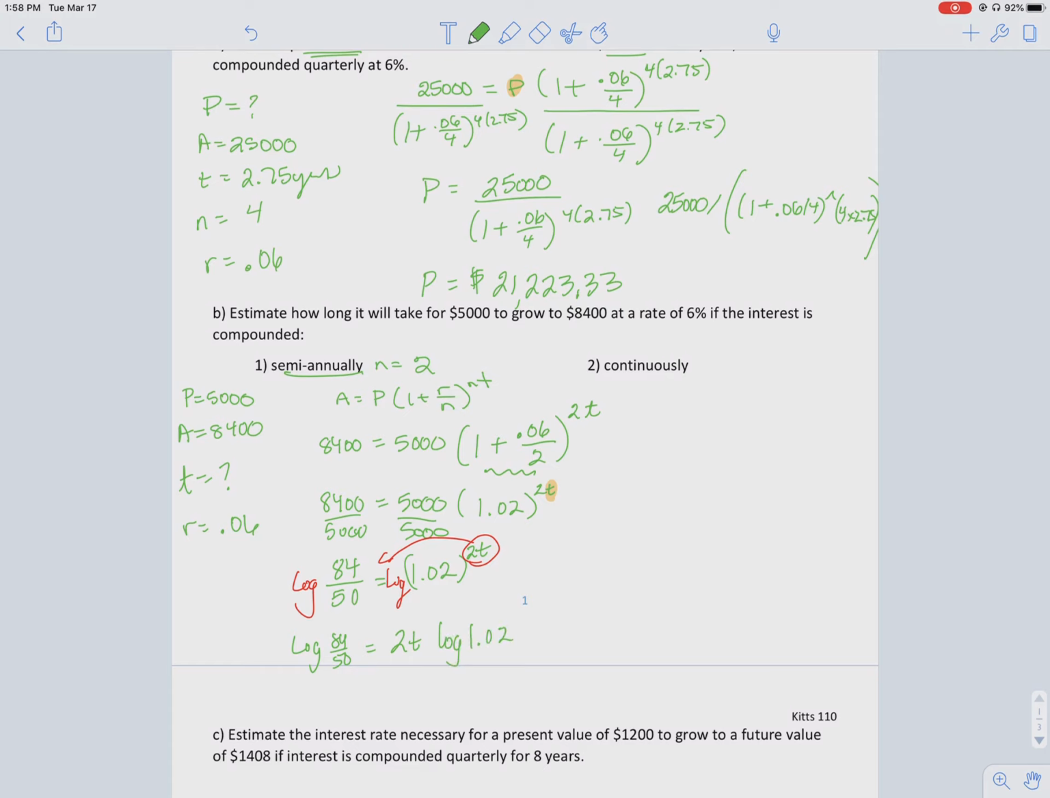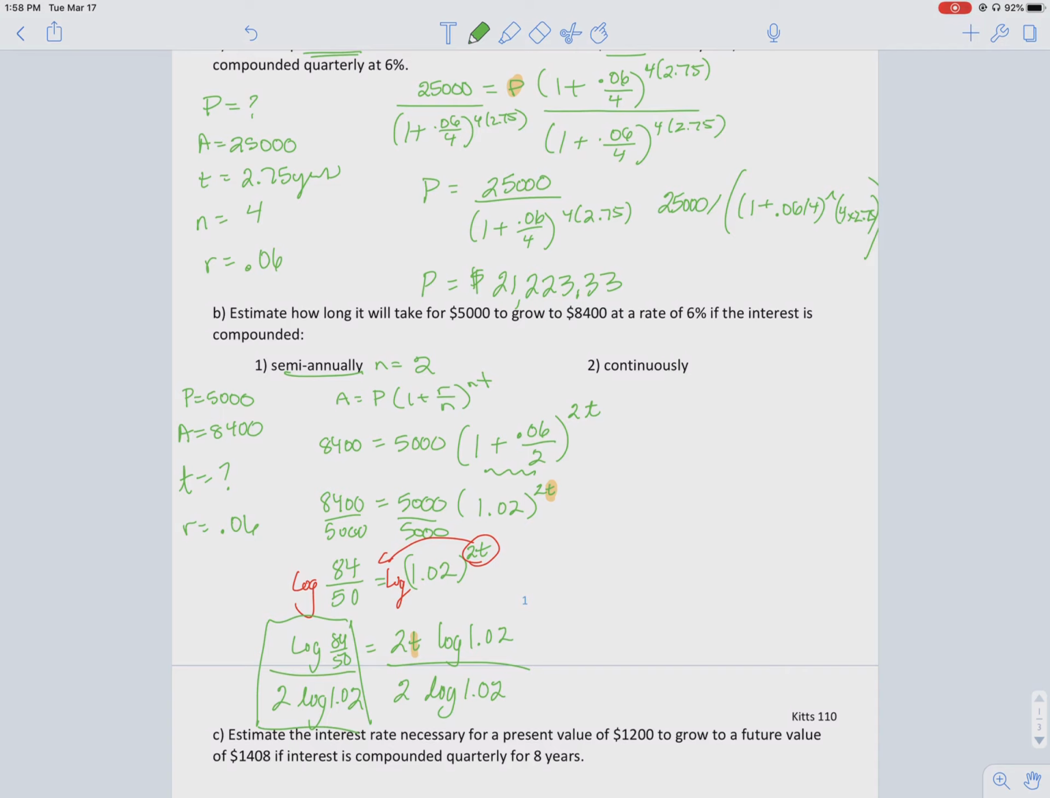Okay, so now again we need to get this t by itself, so all we're going to do is divide by 2 times the log of 1.02. So once again, the difficulty is plugging this into my calculator.